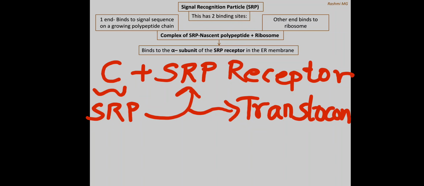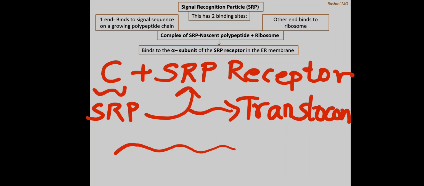What is the translocone now? It is a gated translocation channel. Once the SRP and SRP receptor interact with each other, they direct the SRP-ribosome complex to the translocone, which is a gated translocation channel. The N terminal of the polypeptide chain enters the ER lumen through the translocone.